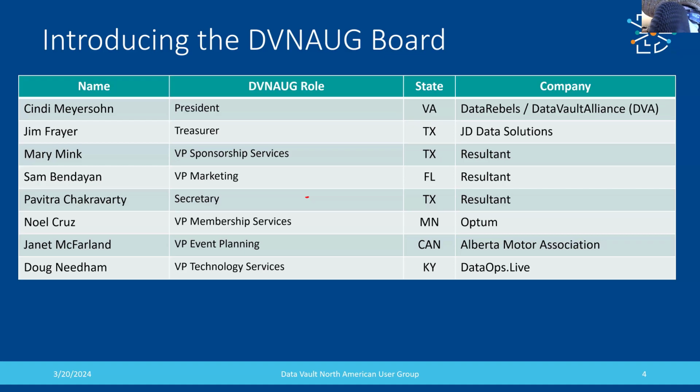She's with Resultant. Sam Bendayan is our VP of Marketing and is currently in Florida, again with Resultant. This is me, Pavitra. I am the secretary this year, and again, Texas and Resultant. Noel Cruz is the VP of Membership Services in Minnesota, and he's with Optum. Janet McFarland, who's our VP of Event Planning, is in the great state of Canada. Just kidding. She's in Canada, and she's with Alberta Motor Association. And Doug Needham is our VP of Technology Services, who is in Kentucky and is with DataOps.live.